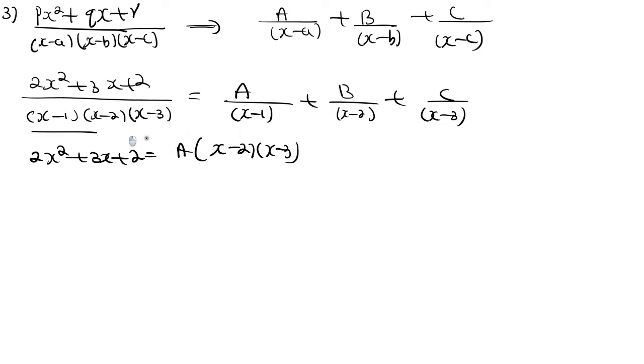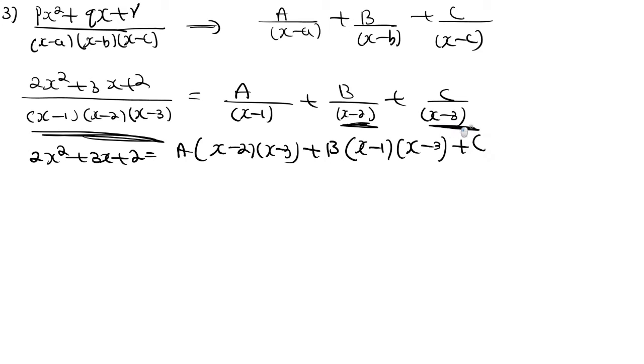Okay, observe this one, (x minus 1)(x minus 2)(x minus 3) is there. Denominator of A has only x minus 1, so write the remaining term (x minus 2)(x minus 3) plus B into, see, denominator has x minus 2. What is the remaining term? (x minus 1)(x minus 3) plus C into denominator as x minus 3. What is the remaining term? (x minus 1)(x minus 2). Like this you need to solve.